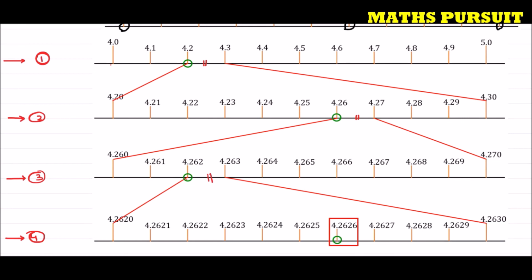This is our final number line, and this is how we are going to represent 4.2626 on a number line. Hope you understood this. This is very simple and very straightforward. Once we understand the question, it becomes very easy to draw the number lines and show these points on a number line.